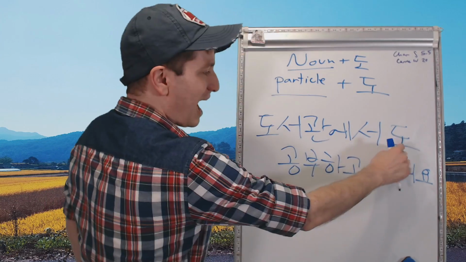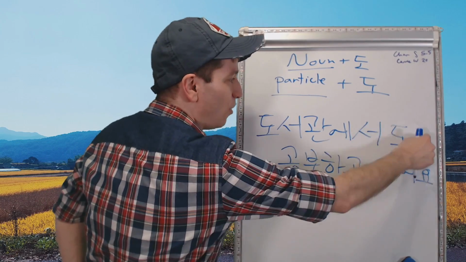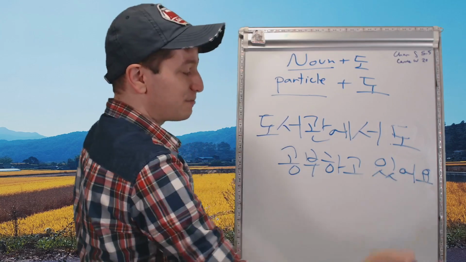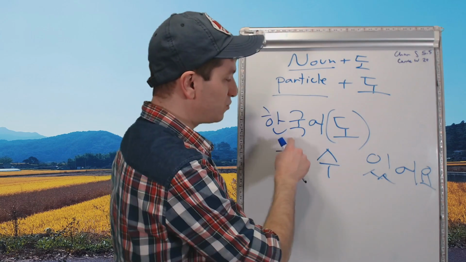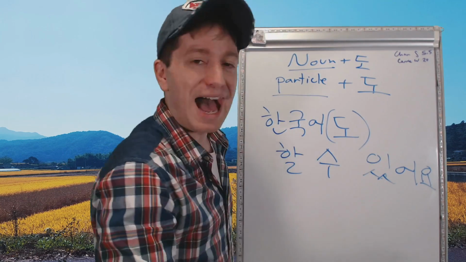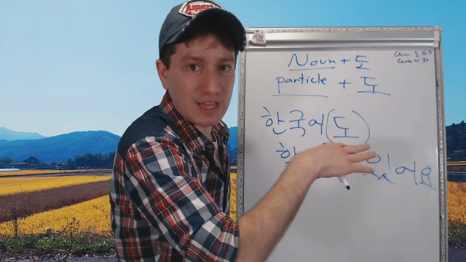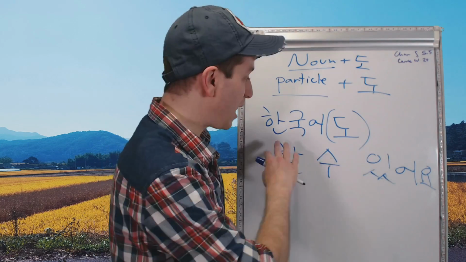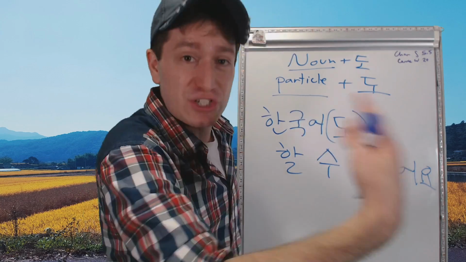도서관에서도, at the library too. Even also at the library. 공부하고 있어요. I am studying also at the library. 한국어도 할 수 있어요. I can also, in addition to other languages, speak Korean too. 한국어도 할 수 있어요. I can speak Korean too.